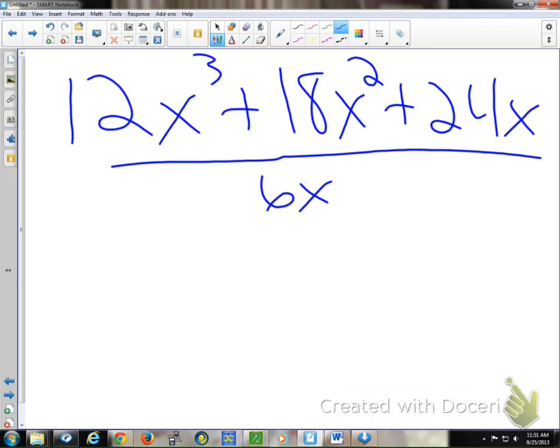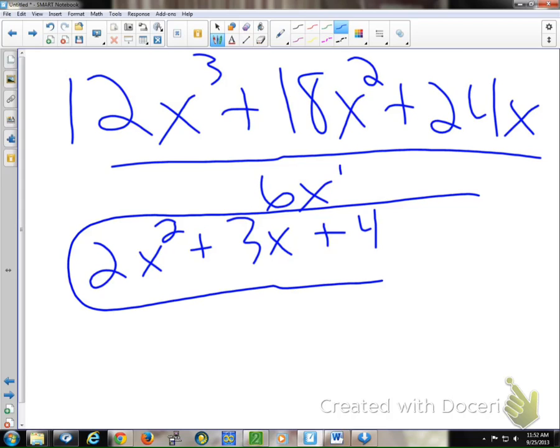So then it's 12 divided by 6, 2x squared. 3x's divided by 1x. Remember, you can just subtract the exponents. 3 minus 1 is x squared. Plus 18 divided by 6 is 3. X squared divided by x is 1. Remember, 2 minus 1. That's right. That's the answer. You just do it term by term.